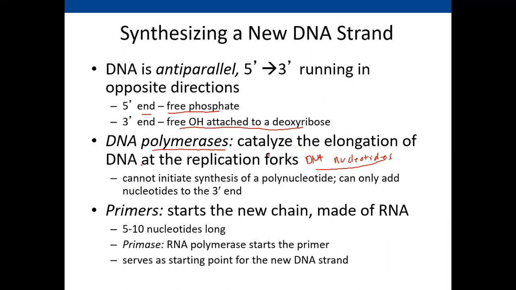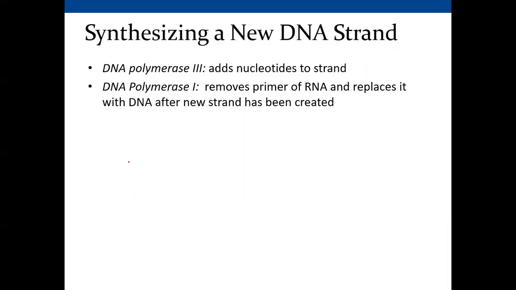There's two you have to know. DNA polymerase number 3 is the main one that we talk about a lot. And DNA polymerase 1 is the one that removes RNA. This reminds you that polymerase 3 adds nucleotides to the strand, and DNA polymerase 1 removes the RNA primer and replaces it with DNA.